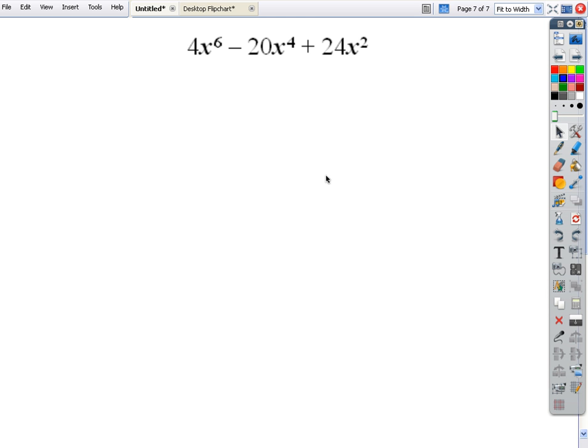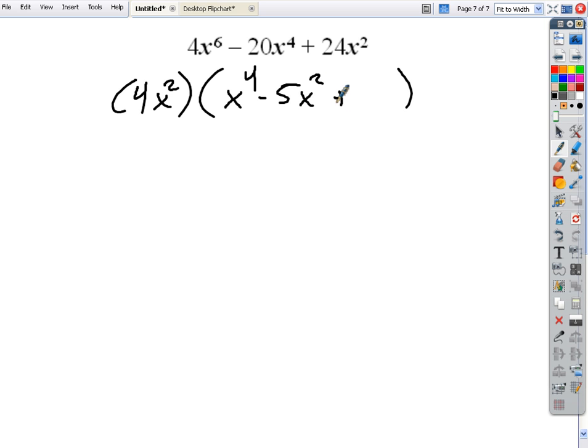Let's see. What's the biggest number that divides into all those? 4. So we can pull out a 4. And then what power of x? X squared. Good. Leaving us with 4x squared times what is 4x to the 6th? 2x to the 4th. Good. Because when we multiply like bases, we add the exponents. Middle term, I'm going to get what? 5x squared plus 6. Okay. So this guy's done. The question is, what about this guy?